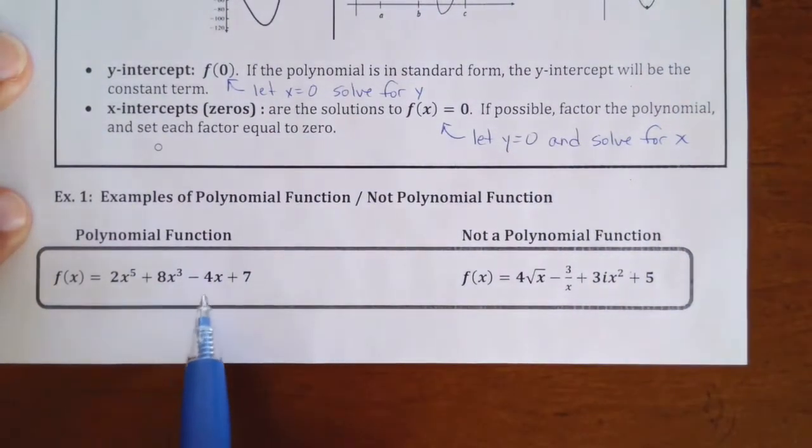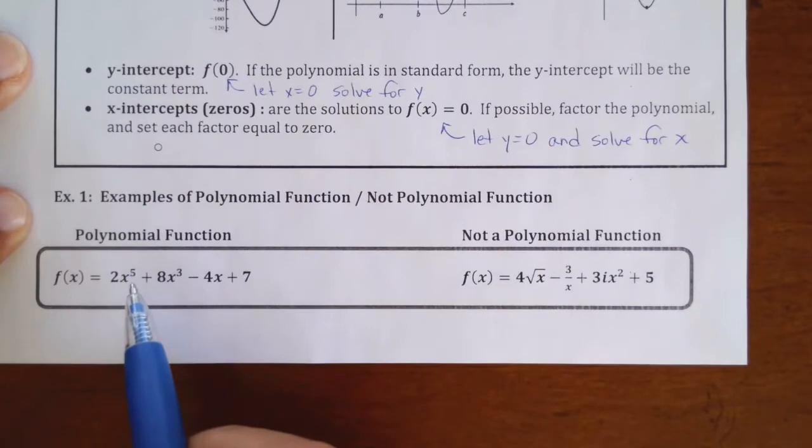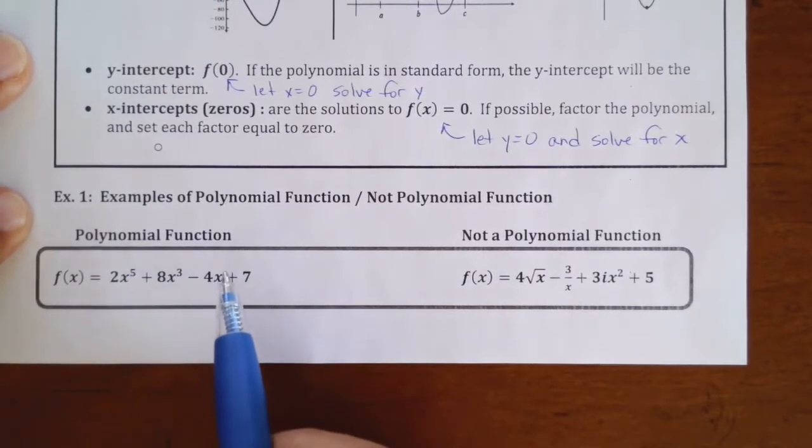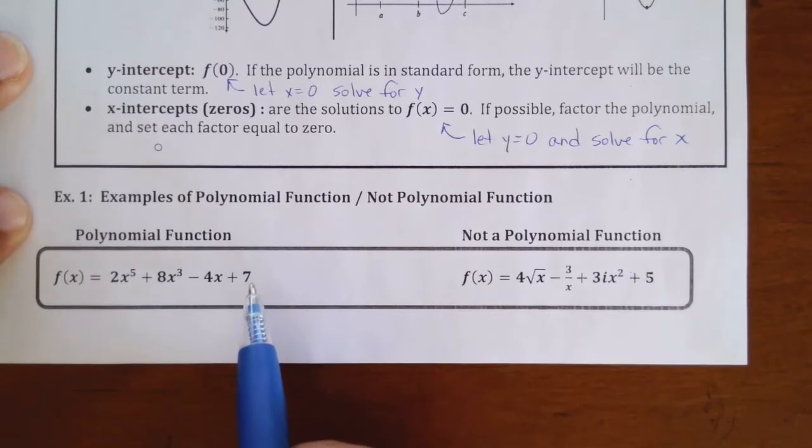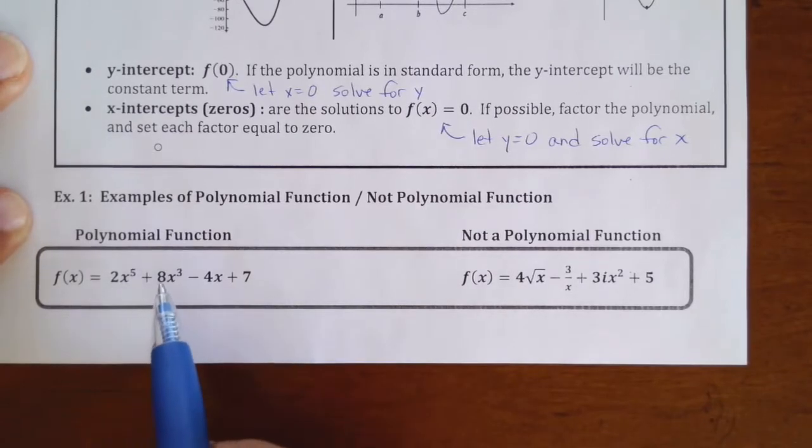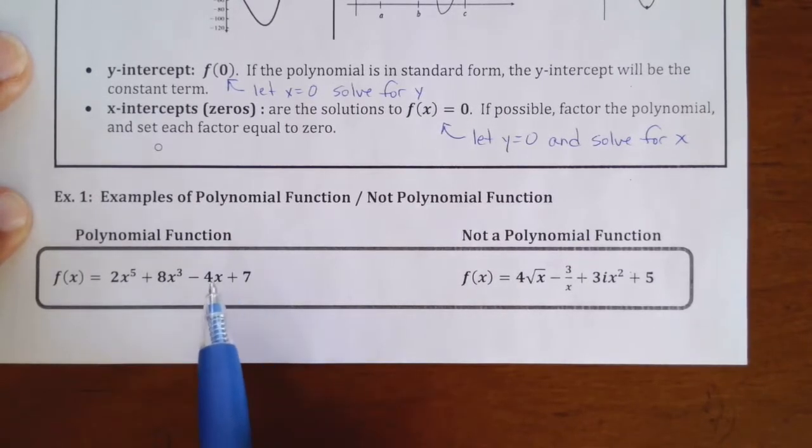So this is an example of a polynomial. Your exponents have to be whole numbers. So x to the fifth, x to the third, x to the first, and this is your constant term, which is really 7x to the 0, but we don't have to write x to the 0. Your coefficients, the numbers out front, those are all real numbers, okay?